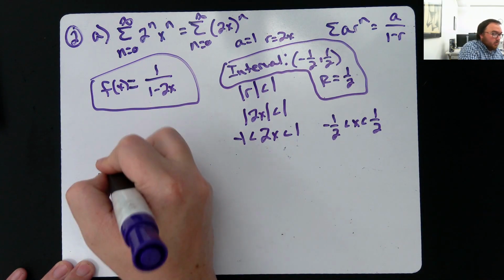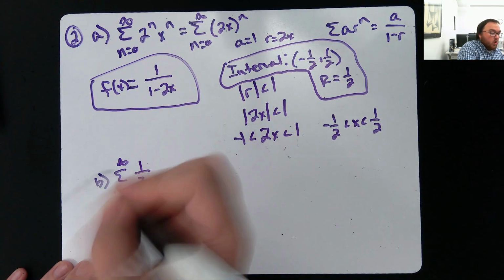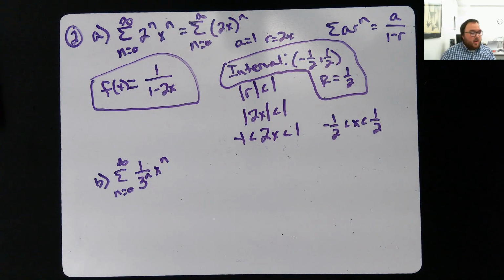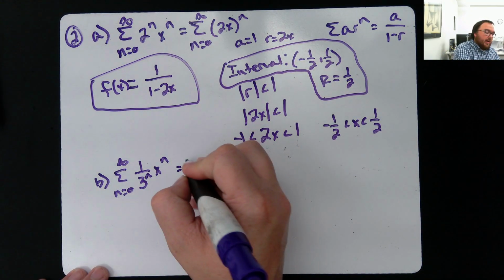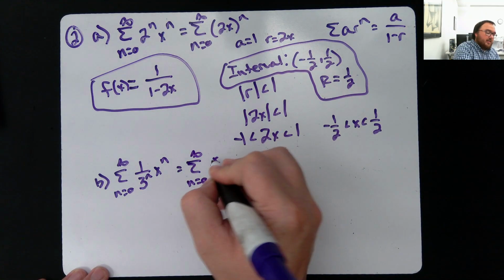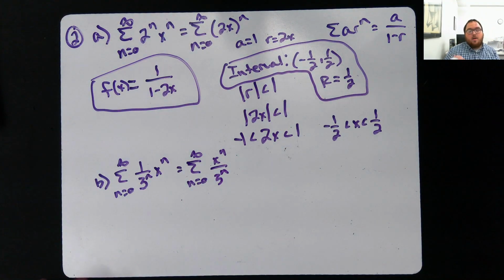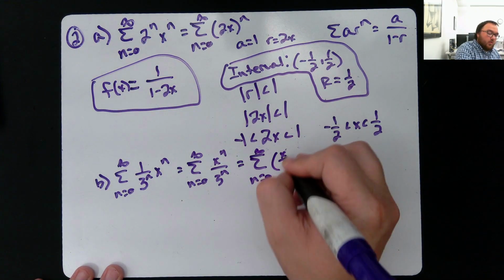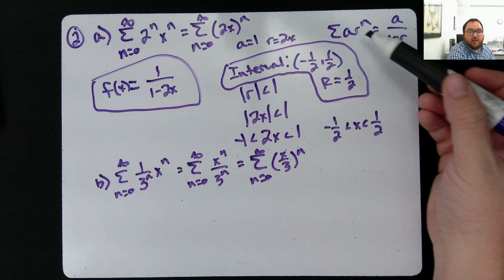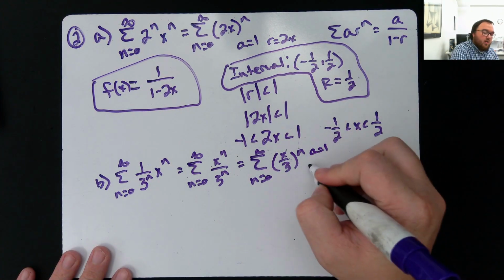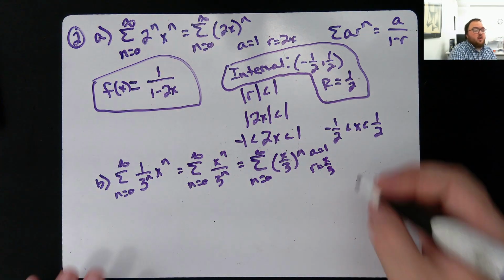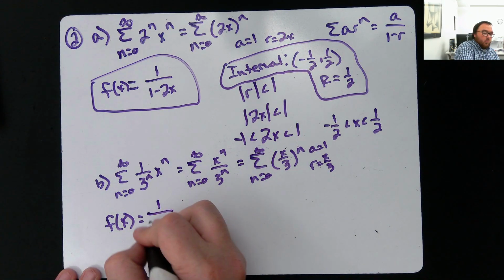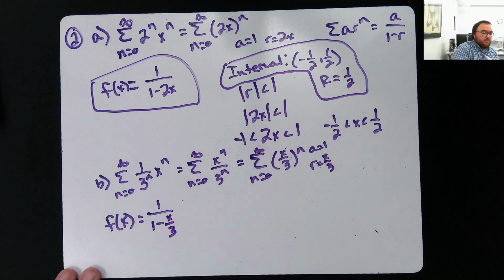Sum from n equals 0 to infinity of 1 over 3 to the n times x to the n. Do this one the same exact way. Since this is a 1 up here, I could write it as x to the n over 3 to the n. Both of those have a power of n, so I can write that as x over 3 to the n, which now means I look like that, with a equal 1, r equal x over 3, which means my function is going to be a, which is 1, over 1 minus r, which is x over 3.